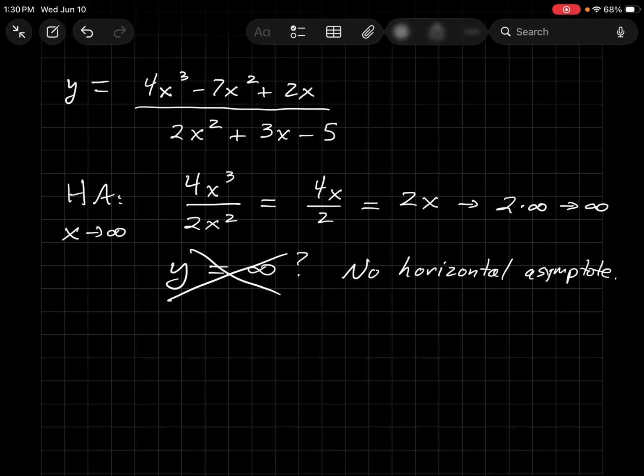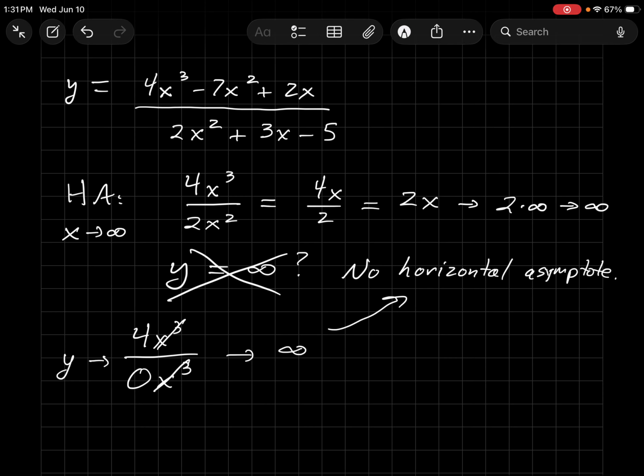If we look at it the other way, where the highest power on the top is an x cubed, so we imagine that the highest power in the bottom, the denominator, is also x cubed, but there are 0 x cubes, and then divide, we get 4 over 0, which goes to infinity. That is, y goes to infinity, which means there is no horizontal asymptote. However you do it, you should get the same answer.